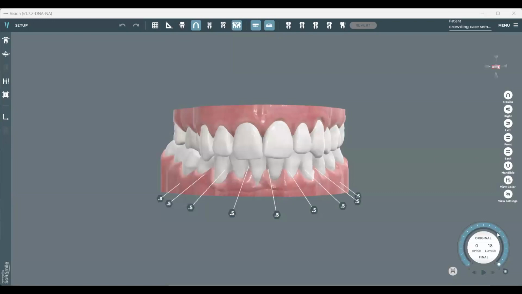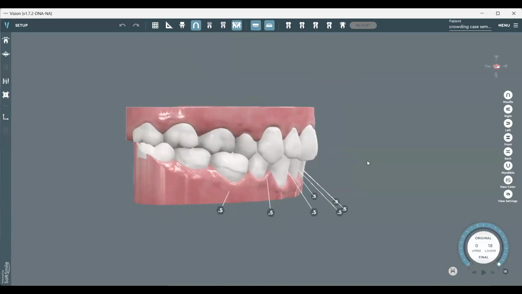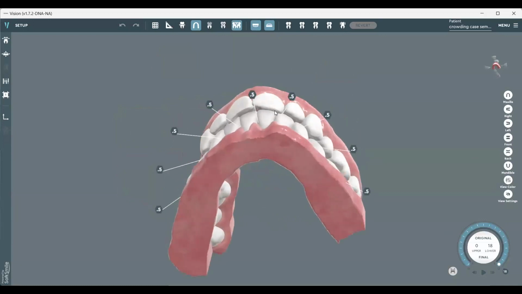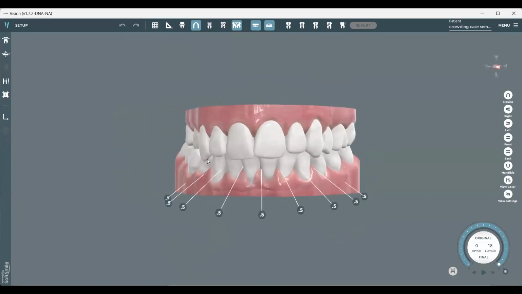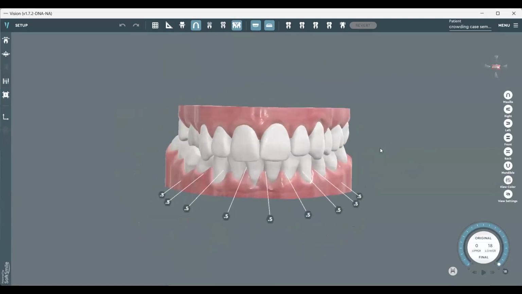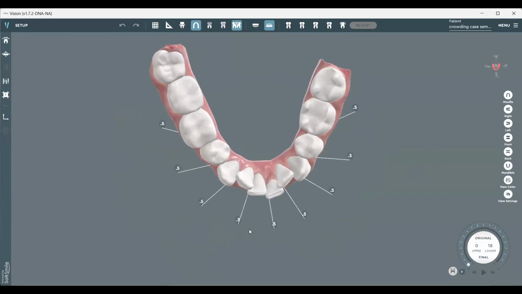Now I'm going to show you the second treatment, which is a lower only case. It's more simple, but it has the complexity of treating lower only, which is the fact that we cannot expand too much because we have the upper arch creating a barrier, so we cannot try to expand more than this. So in this type of case that is very crowded at the beginning, let me show you.